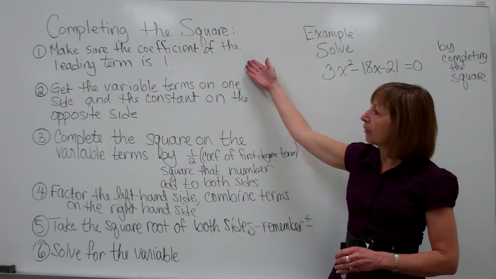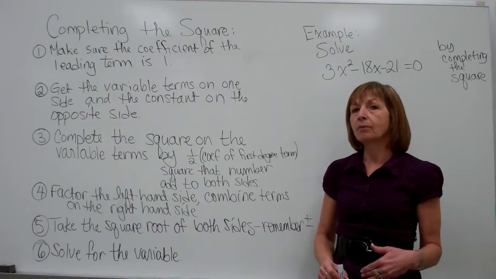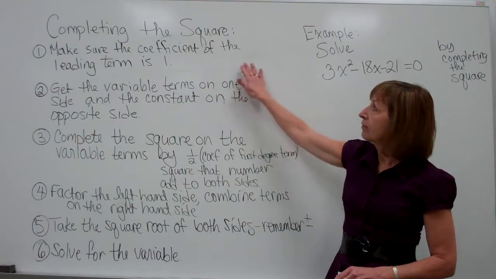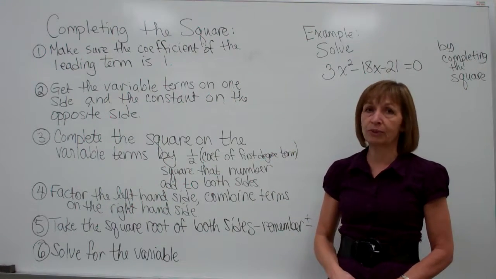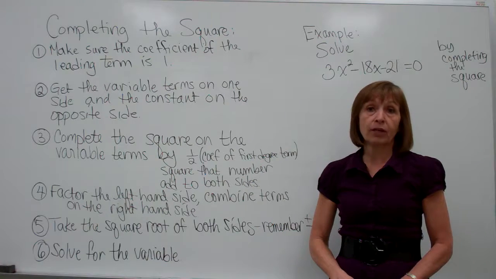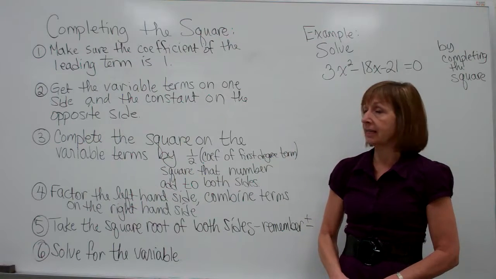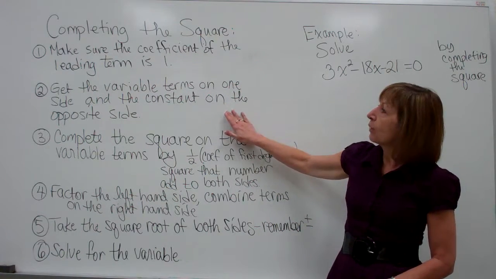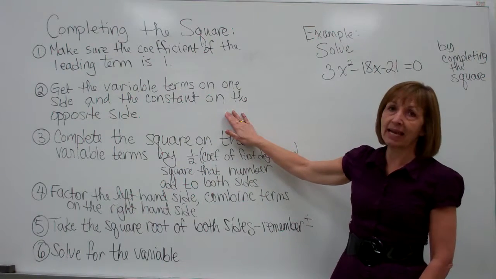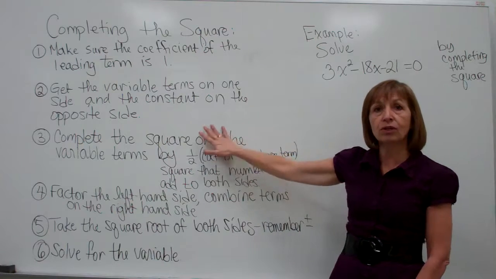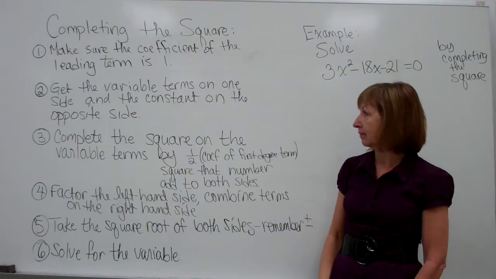Now, the completing the square process actually has several different steps that you'll want to make sure that you keep track of as you're going through. One of the first things you want to make sure of is that the coefficient in front of the leading term is 1. So since we're talking about quadratic equations, the leading term is your term that is squared. Next, we want to get all the variable terms on one side of the equal sign and the constant on the opposite side. So we want to sort it so we have variable terms on one side and the number term on the opposite side.